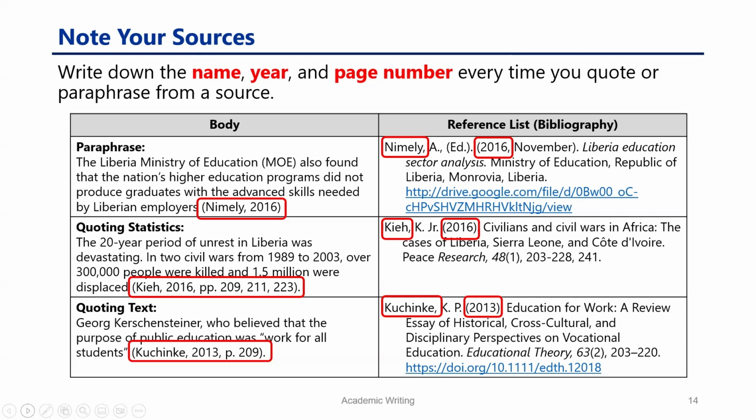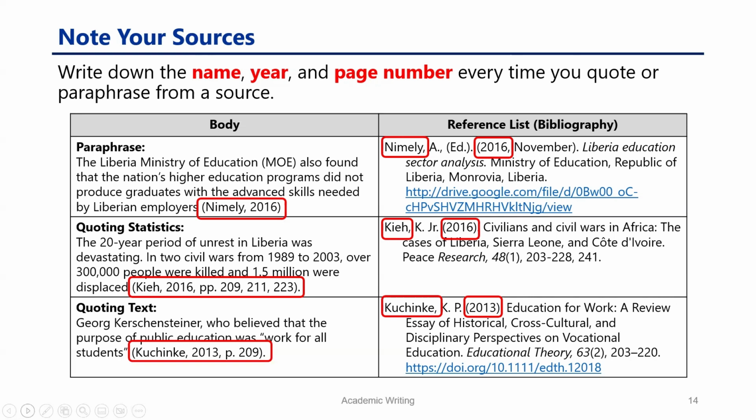The first line in this table shows where we paraphrased something that we found in our annotated bibliography. So we put the author's last name and year in parentheses. And when you look at the reference list on the right, it has that author's name and year along with other information about the source so that the reader can go get that source if they want to.